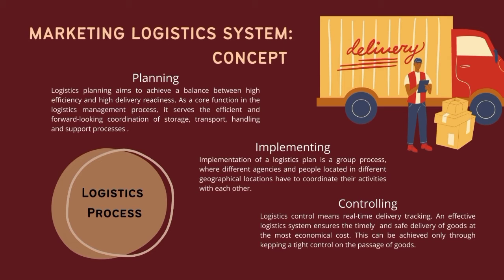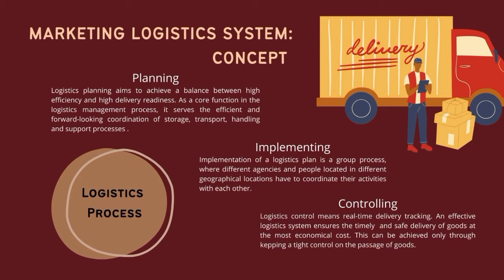Next is implementing. Implementation of a logistic plan is a group process where different agencies and people located in different geographical locations have to coordinate their activities with each other. This is the second phase in establishing a successful logistics system. Theory aside, even the best laid plans can go wrong in real life owing to unforeseen circumstances.